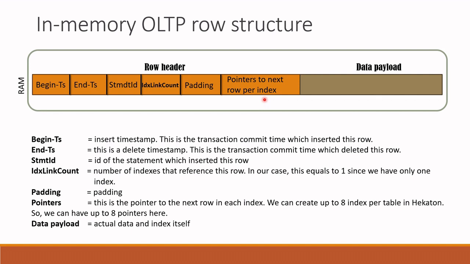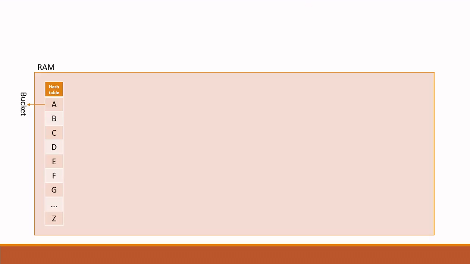The last one is the data payload. This is where the actual data and index key are saved. This structure of the row helps to provide concurrency in Hekaton tables. So every time you insert a row into a Hekaton table, rows are saved in this form in memory. Let's get back to the index.